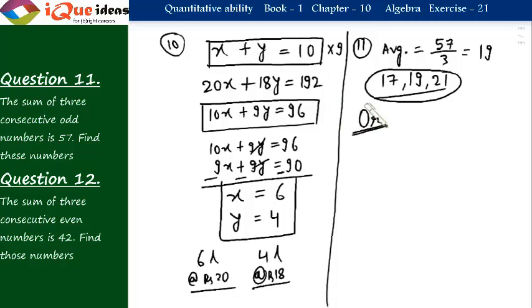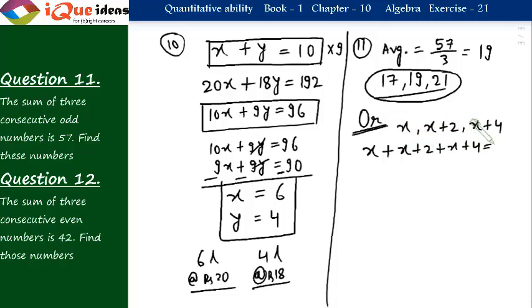Let's take the first number to be x. Now we are talking about consecutive odd numbers. So the next number will be x plus 2, and the next number would be x plus 4, right? The difference between consecutive odd numbers is 2. So the first number is x, the next number is x plus 2, and the third number would be x plus 4. And their sum is 57. So x plus x plus 2 plus x plus 4 should be equal to 57.